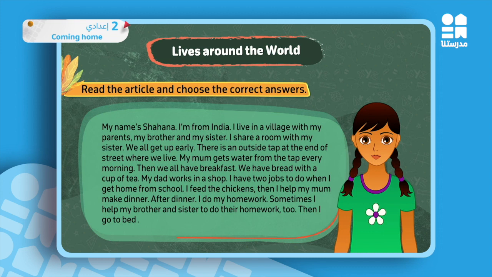I share a room with my sister. We all get up early. We wake up early. There is an outside tap. Can you remember tap? One of the vocab words that we mentioned in the last session? Tap, حنفية, okay? We all get up early. There is an outside tap outside the house at the end of the street where we live. My mom gets water from the tap every morning. Then we all have breakfast. We have bread, highlight. We have bread with a cup of tea. This is their breakfast. My dad works in a shop, highlight the job of her dad. I have 2 jobs to do when I get home from school.